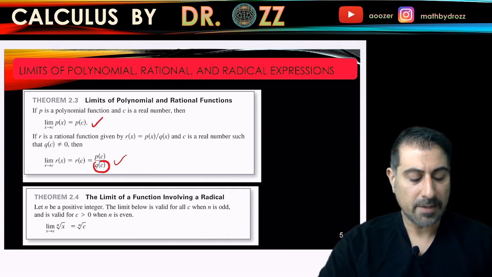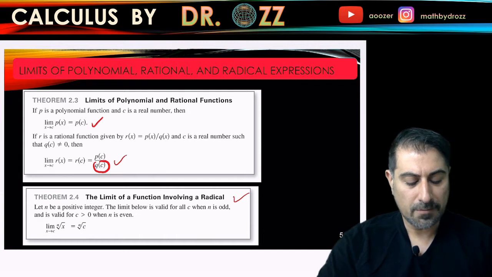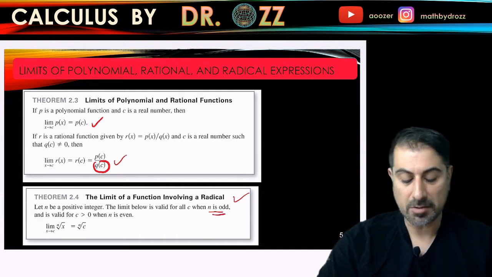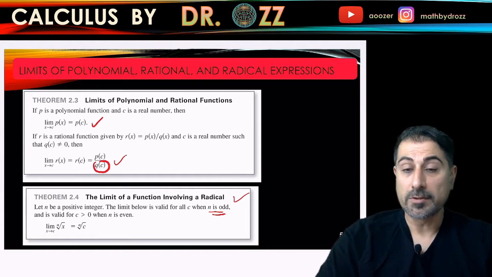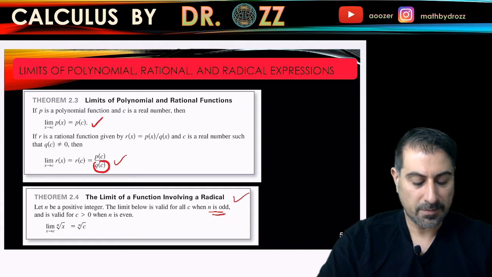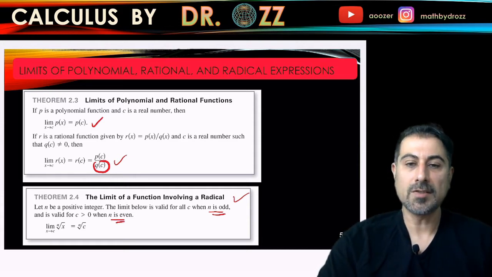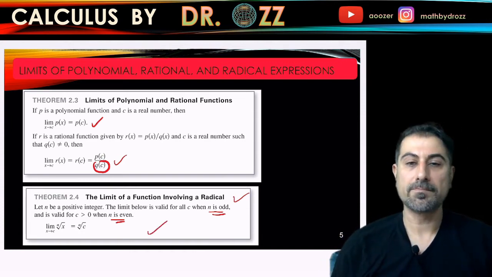And if you have a function involving a radical, the nth root, and n is odd, then function evaluation or direct substitution is probably the best way. If n is even, just be careful about the limit point. As long as, again, c is in the domain of the radical, you're safe with direct substitution.